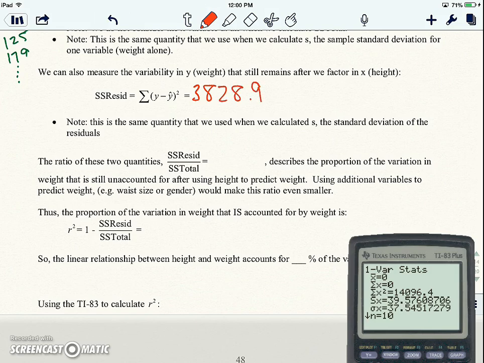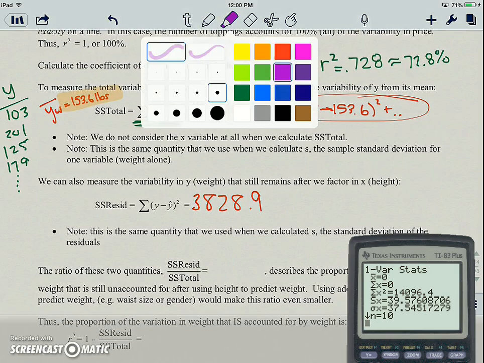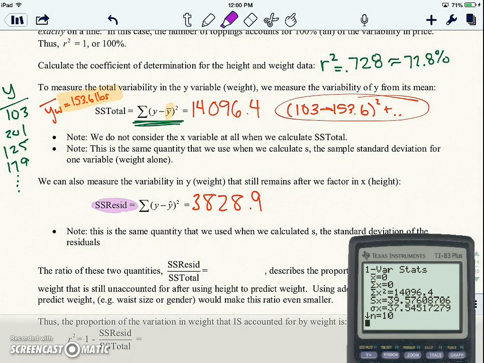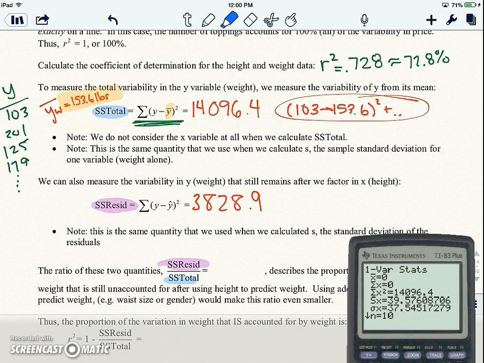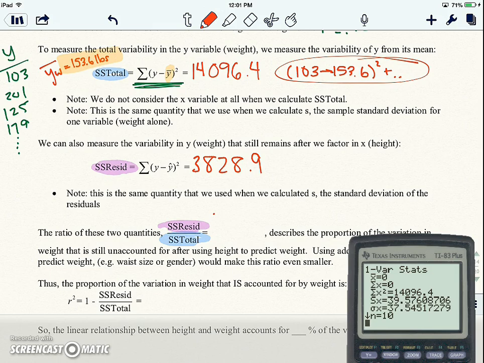And why do we care? Because if we take this total and divide it by this total, we'll get something that'll lead us to r squared. So 38, 28.9 divided by 14096.4. Okay, and that'll give us about 2716. I'm going to move this out of the way.